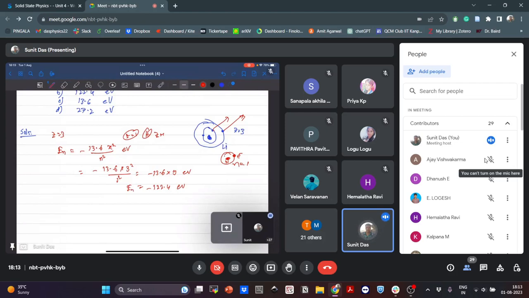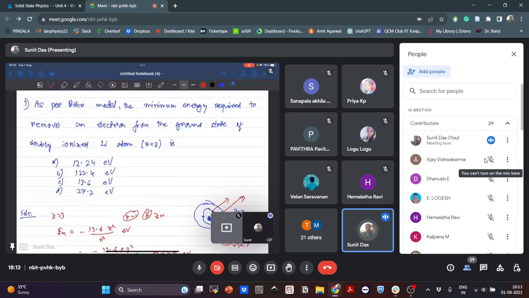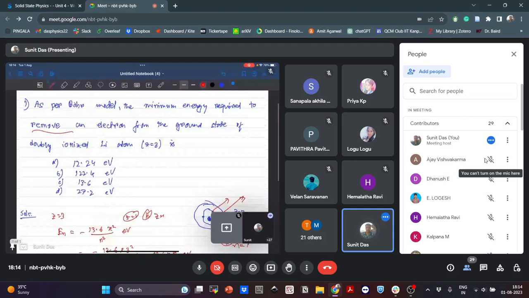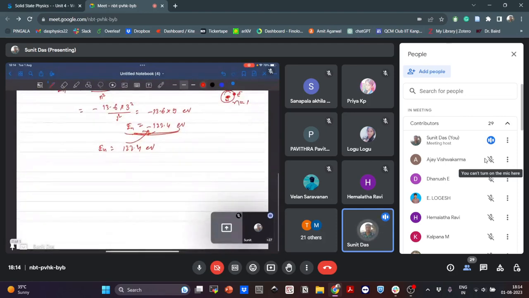So the electrons are bound to the nucleus. Now if you want to pull out that electron from the ground state, or remove the electron from the ground state, you need to put in an extra amount of energy. So the actual amount of energy needed to remove the electron is 122.4 eV. The correct option is B. Okay. So if anyone has any doubt, please feel free to ask questions.